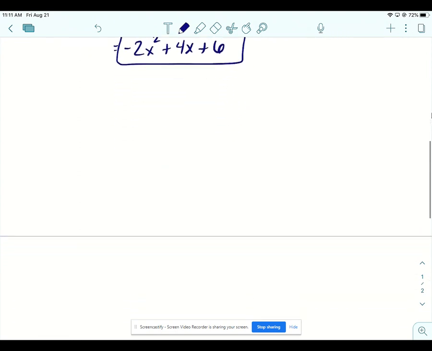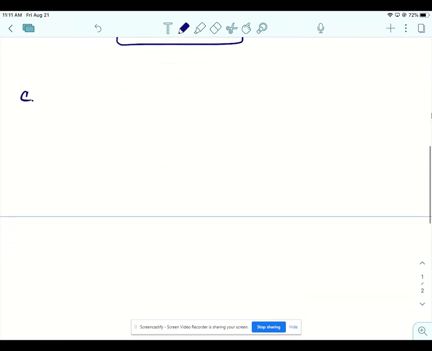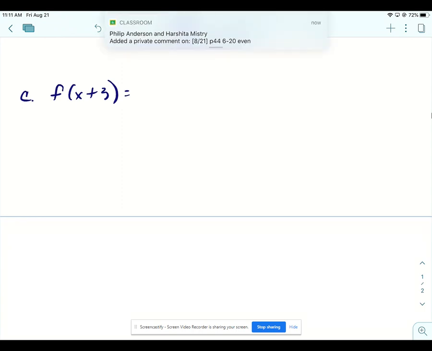All right, I'm going to have you guys try C on your own, and then I'll give you a few seconds to get ahead of me, and then I'll start doing it. But I really want you all to try it on your own at home. So f of x plus 3.